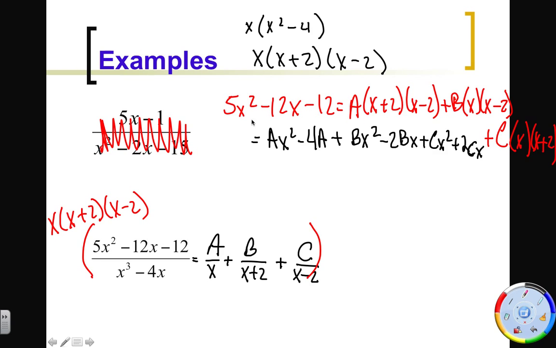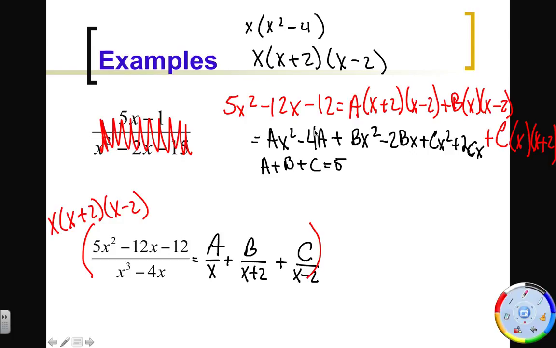Here we go. So everything that goes with my x squareds goes with my 5. So notice I have an a plus b plus c. So that's all my x squared pieces, and that's going to equal 5.